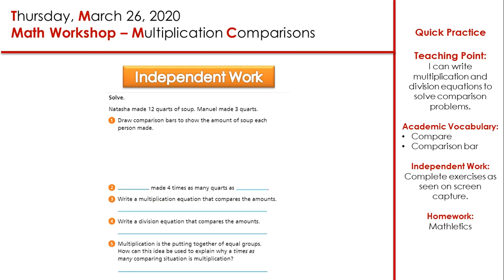So for your independent work, you're going to be working on several cases like this. You're given a problem where it says Natasha made 12 quarts of soup, Manuel made 3 quarts. So you're going to have one bar that represents Natasha, and then you're going to have Manuel with another one that represents the amount of quarts that he has. So you're going to follow step by step right there. Try not to skip any, because the next one depends on the previous one. So if you skip one, then probably you won't be able to complete the next one.